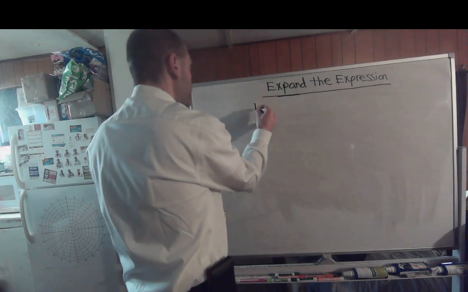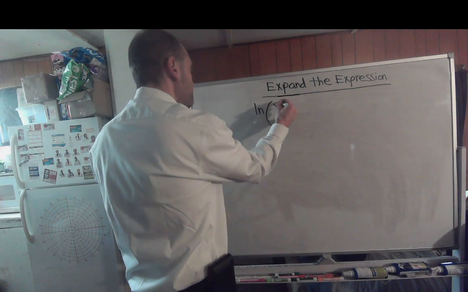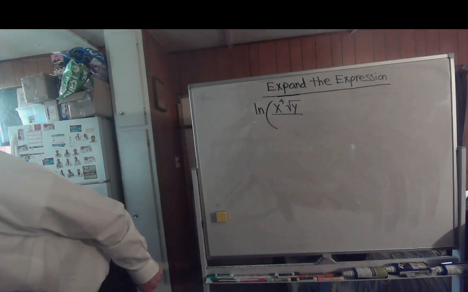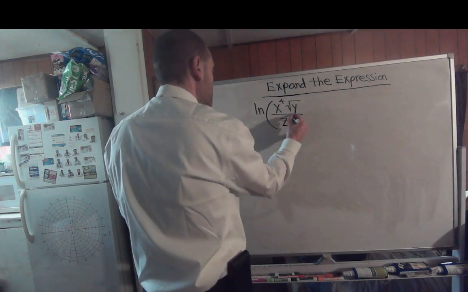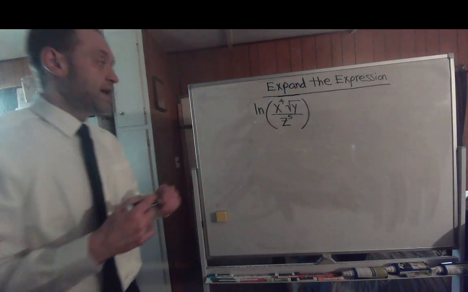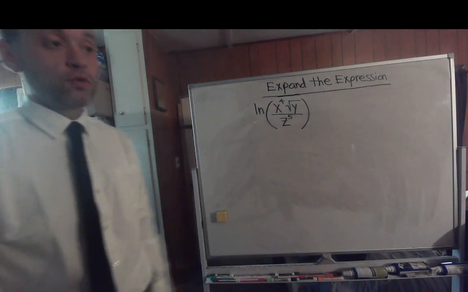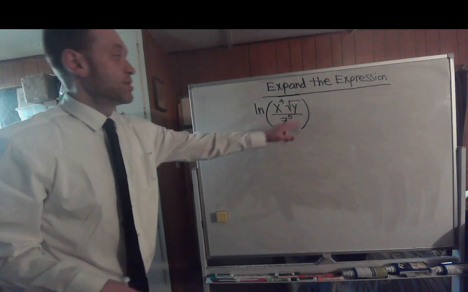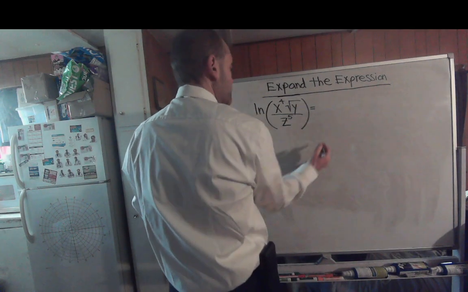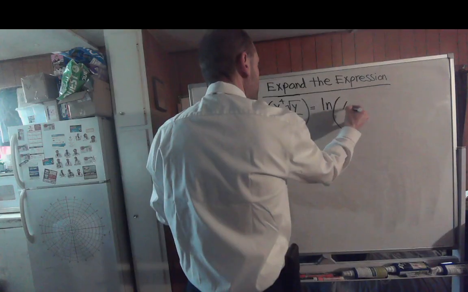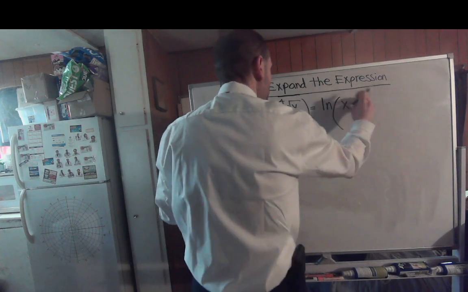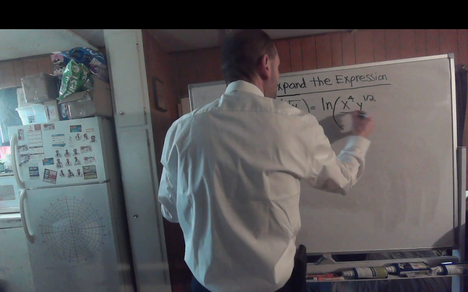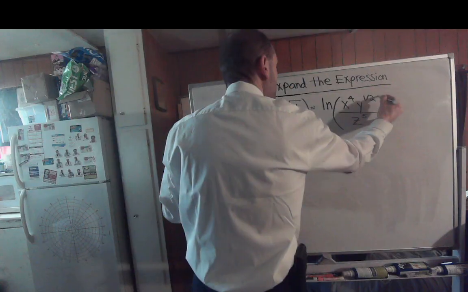So let's say we have the natural log of x to the fourth times the square root of y all over z to the fifth. So they're throwing a lot at you. You're going to have a product rule, a quotient rule, and a power rule. You have all three of them at work. Well, it might help first if we can write that y in terms of a power. So this will become the natural log of the quantity of x to the fourth times y to the 1/2 all over z to the fifth.